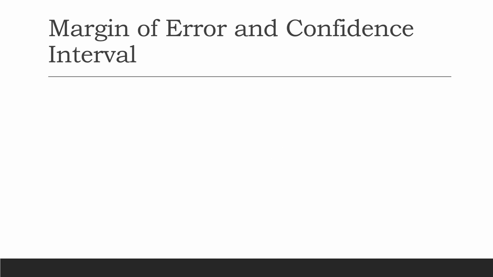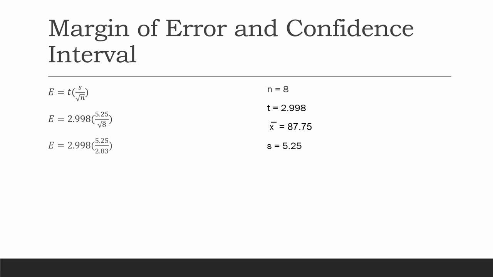Now that we have everything that we need from the given, we can now compute for the confidence interval and the margin of error. Now the formula for the margin of error is the critical value multiplied by the standard deviation divided by the square root of the sample size. So put our given, then get the square root of n, which in this case is 2.83, divided into 5.25, getting 1.86. And then multiply by the critical value. So our margin of error is 5.56.